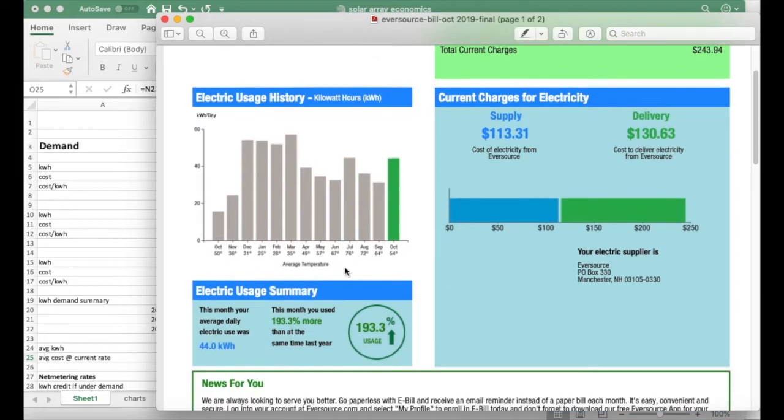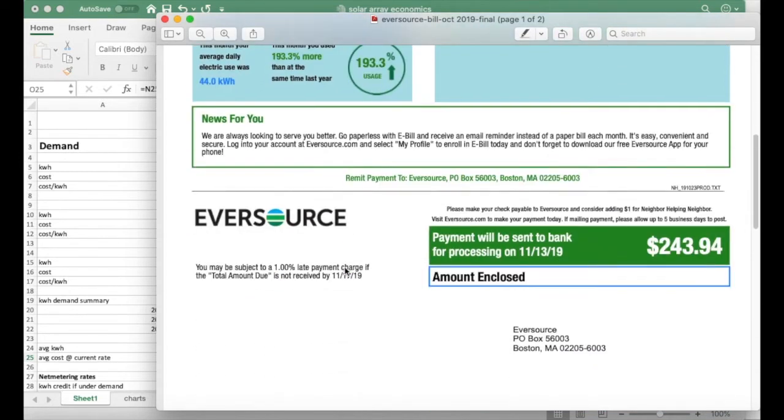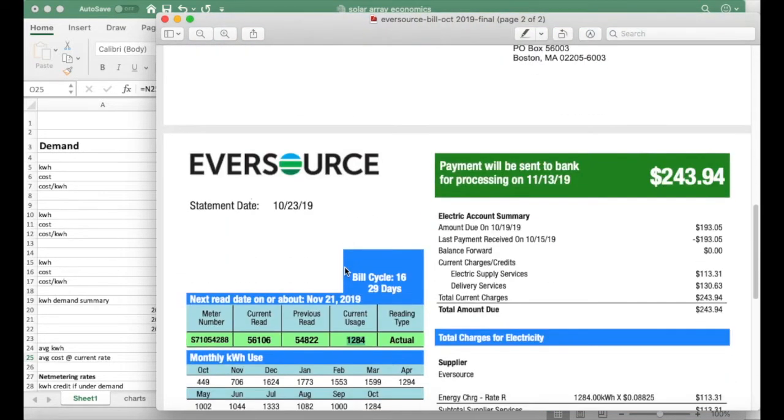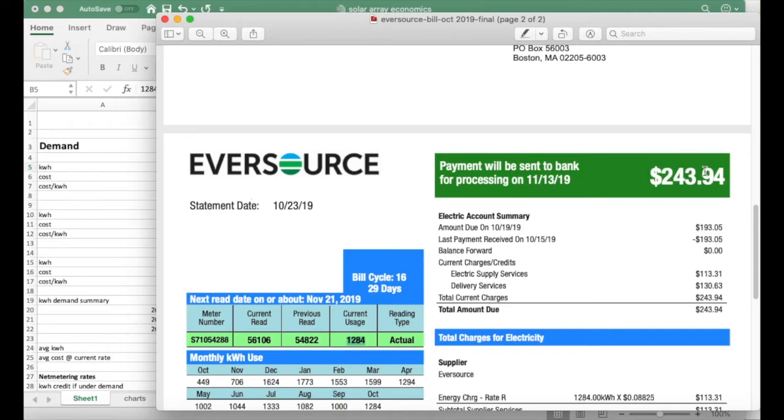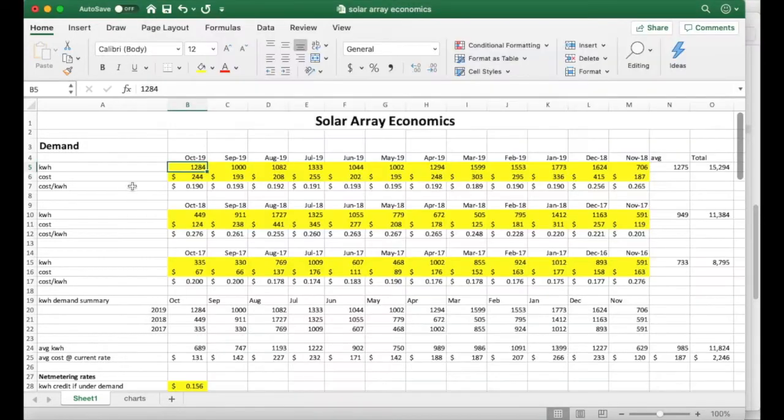On the second page of the bill, I can find our current month's kilowatt hours, which is 1284. So I put that number in the first yellow cell. Any cell that is yellow is for you to enter into. The other cells are calculated for you. I also need the total cost of the bill, which in this case was $244. So I put that in the yellow cell below.